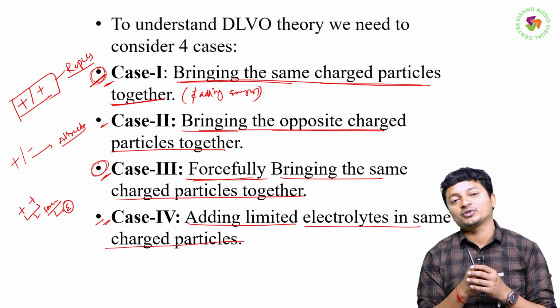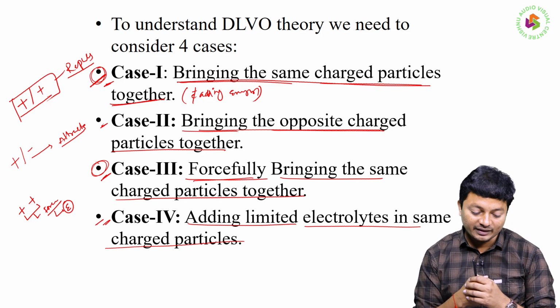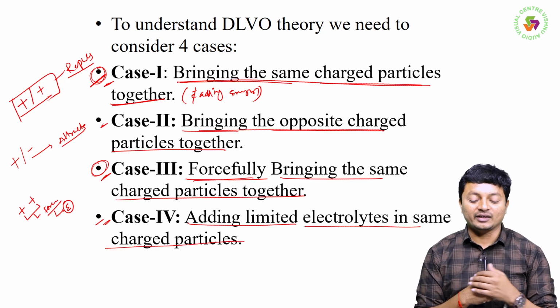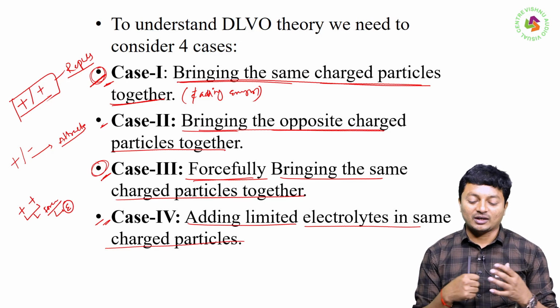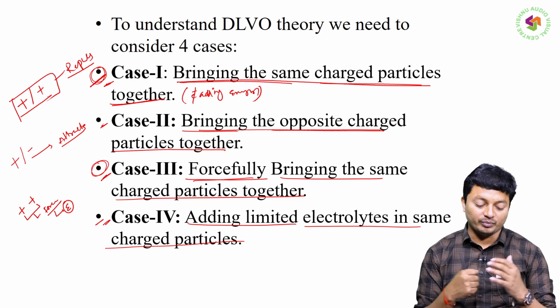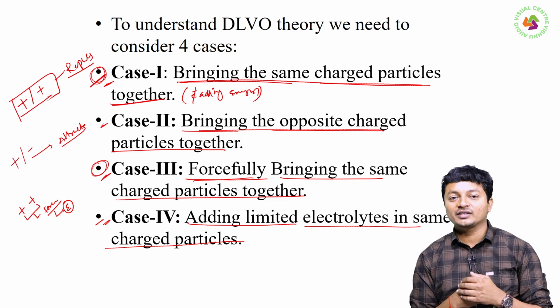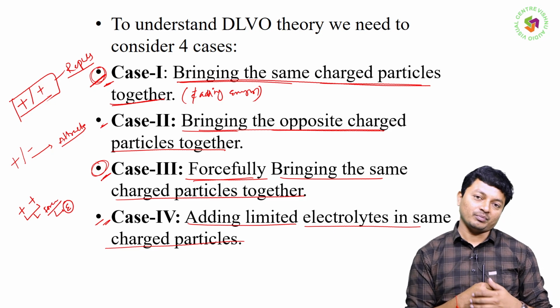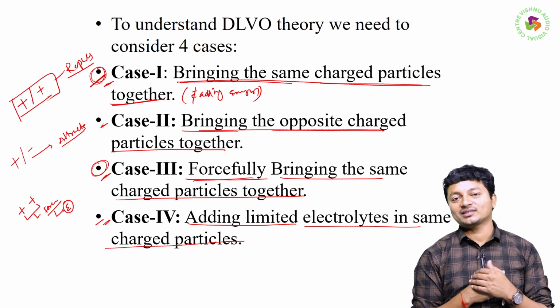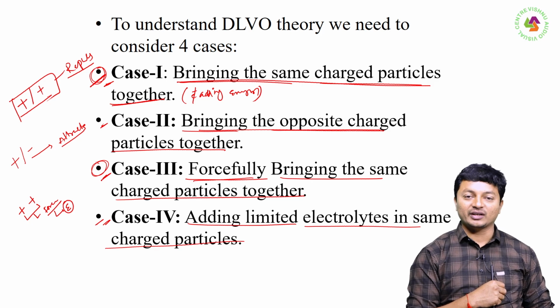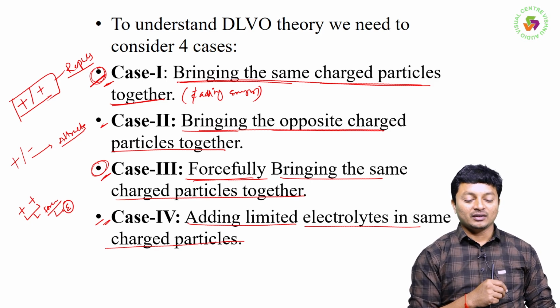When we are trying to bring the opposite particles, they will get attracted and they will form some coagulated particles or precipitations. In case 3, we are applying some force to bring them together. And in case 4, we are just adding the electrolytes to the same charged particles. To understand these 4 cases, let us represent them in a graphical manner.